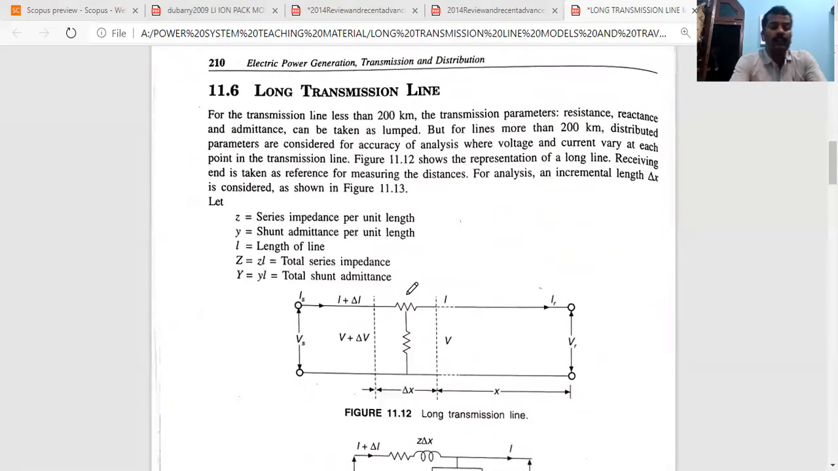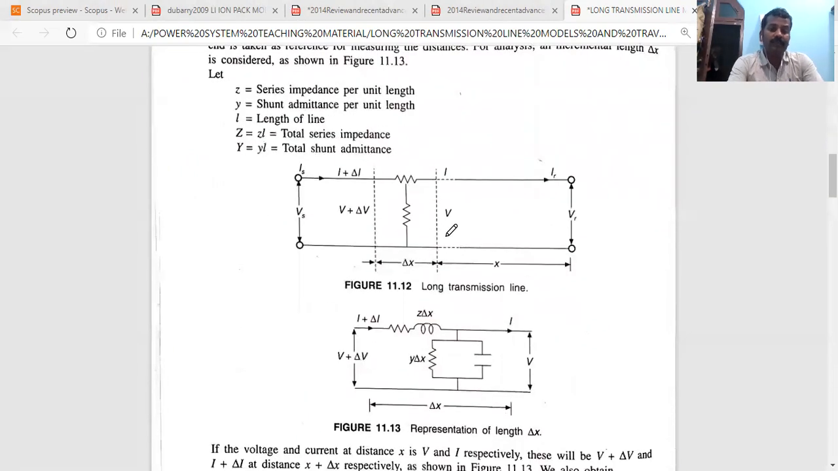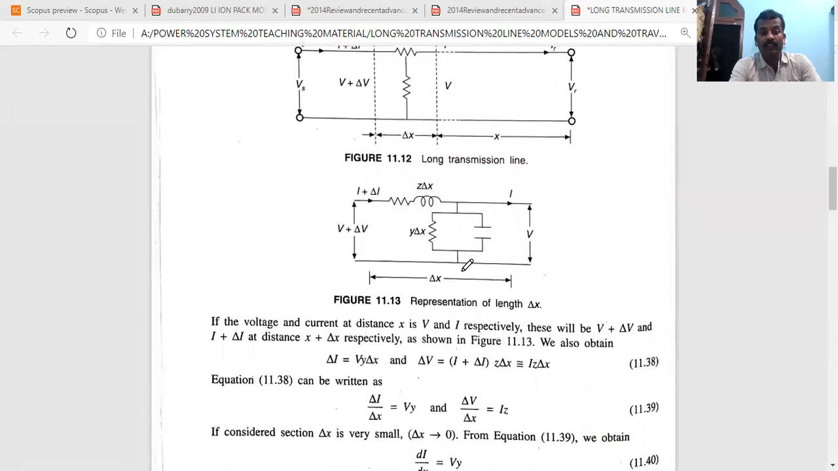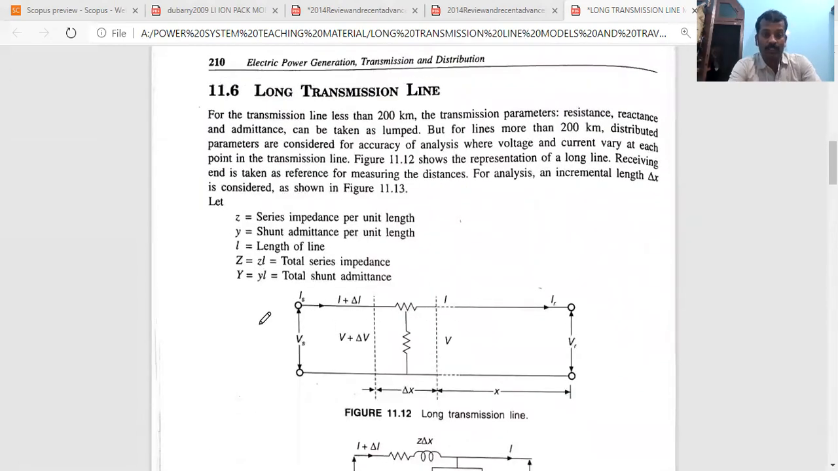Right now, let us consider the long transmission line. We will calculate the voltage and current equations for the long transmission line by considering a small section of the transmission line. Suppose this is a transmission line given here. This is the sending end, this is the receiving end. Sending end voltage is Vs and receiving end voltage is Vr. Sending end current is Is and IR. And this receiving end voltage is taken as reference.